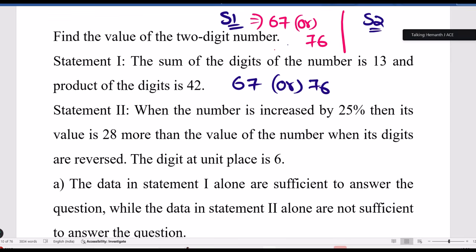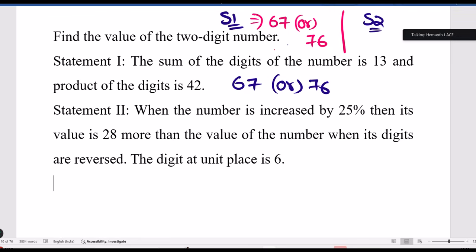Next, try 2 alone. When the number is increased by 25%, then its value is 28 more than the value of the number when its digits are reversed. The digit at units place is 6. So it's a two-digit number, right? So xy, okay, x is at tens place, 6 is at units place, and we can write this value as 10x plus 6 also.